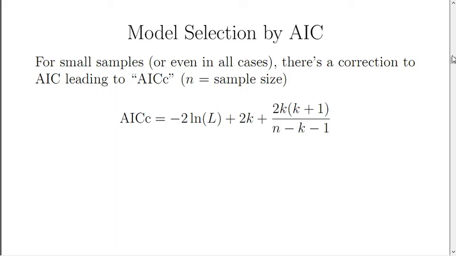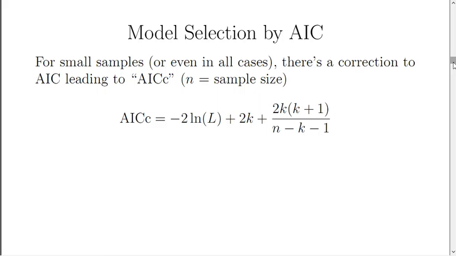One last thing I'd like to mention, and that is that when you have a small sample, or even in all cases it's a good idea, there is a correction to AIC leading to AICc, the AIC corrected, if little n is the sample size. The corrected AIC is the same as the old AIC plus this correction term. It only becomes important for small samples, but even for large samples it's still a valid correction.